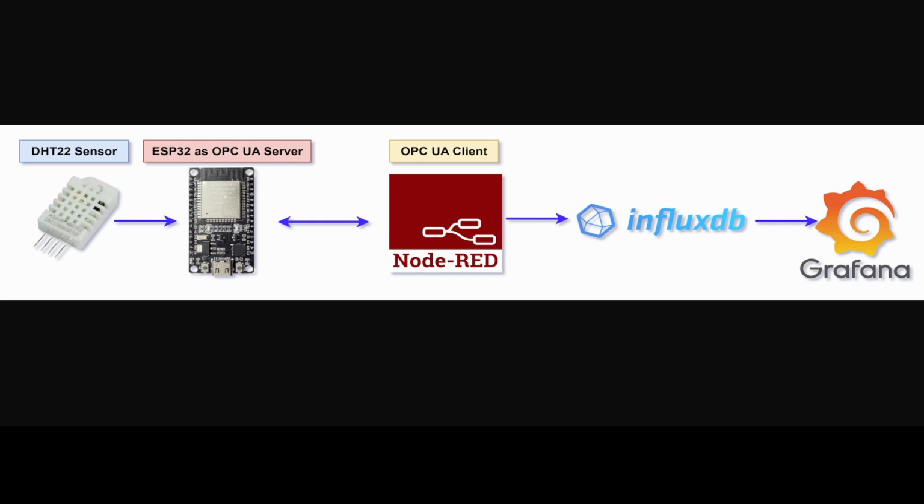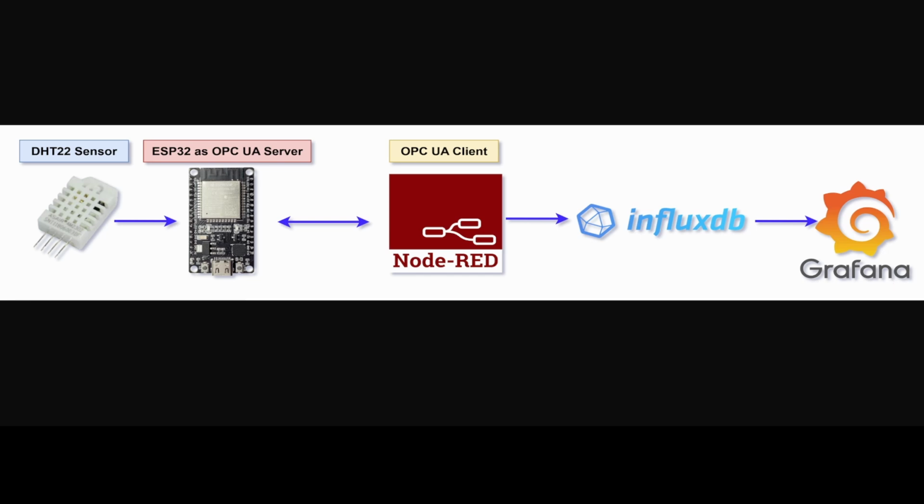First of all, let's try to understand the data flow diagram. On the left hand side, you can see the DHT22 sensor. In my previous videos, I have explained if you don't have this, we can simulate these values. And then we have ESP32, which is doing the data acquisition as well as working as an OPC UA server. And then we have Node-RED installed on your laptop and it is going to be used as an OPC UA client. And in this tutorial, we will be connecting Node-RED with InfluxDB on the cloud as well as Grafana on the cloud.